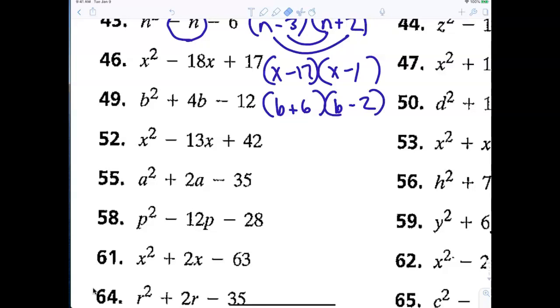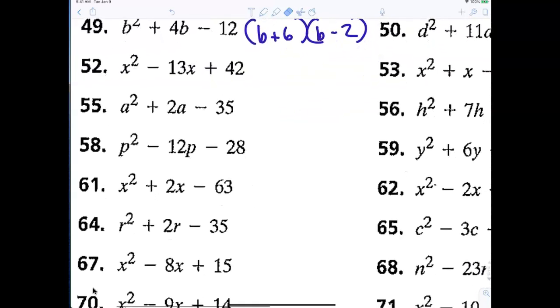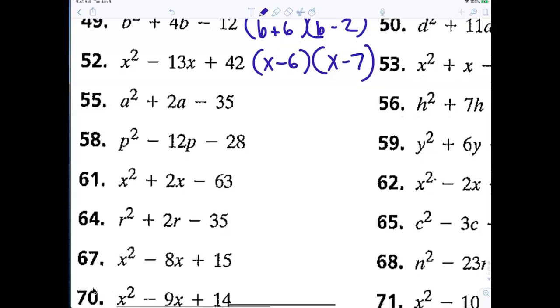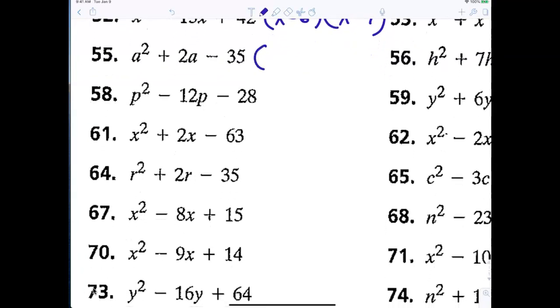All right, let's go, Leighton. You're up. I got X minus 6 and then X minus 7. You are brilliant. Thank you. Now, again, 42. If you don't know your multiplication, 42 is a tough one. Thomas, here we go. Loud and proud, please.